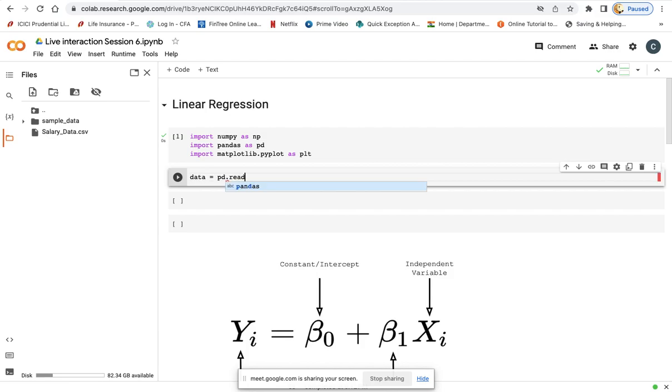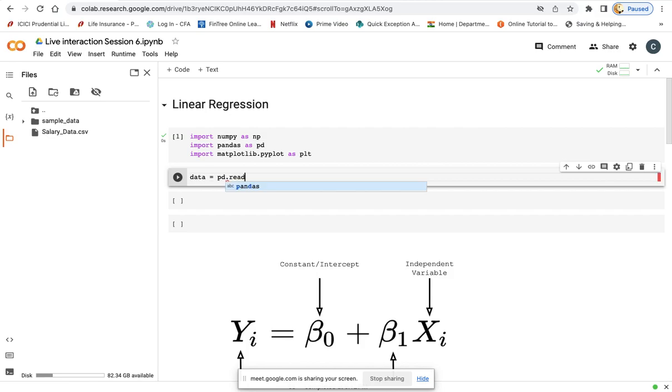x_mean is equal to x.mean. We are using functions to directly find the mean values of the year experience and the salary data. So y.mean, using the mean function, we can directly find that. We are storing them in x_mean and y_mean.